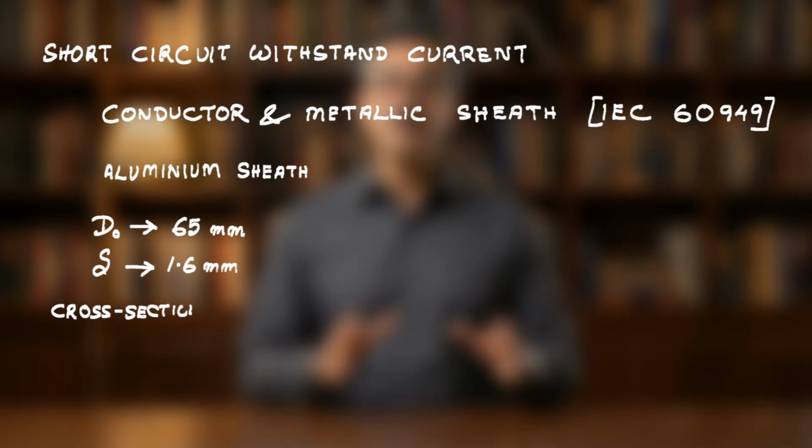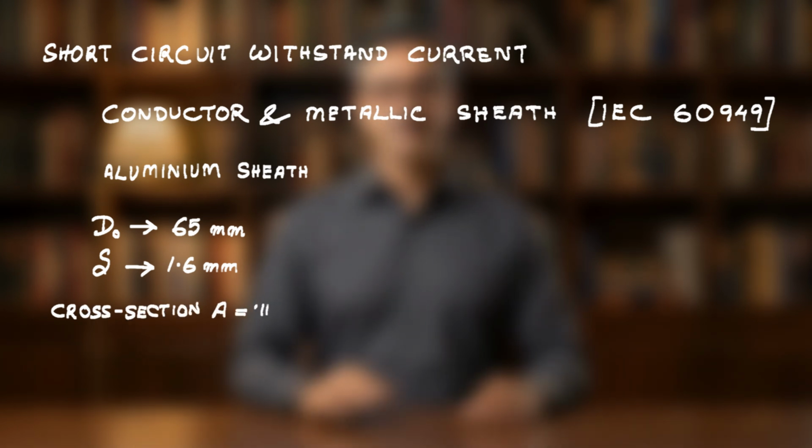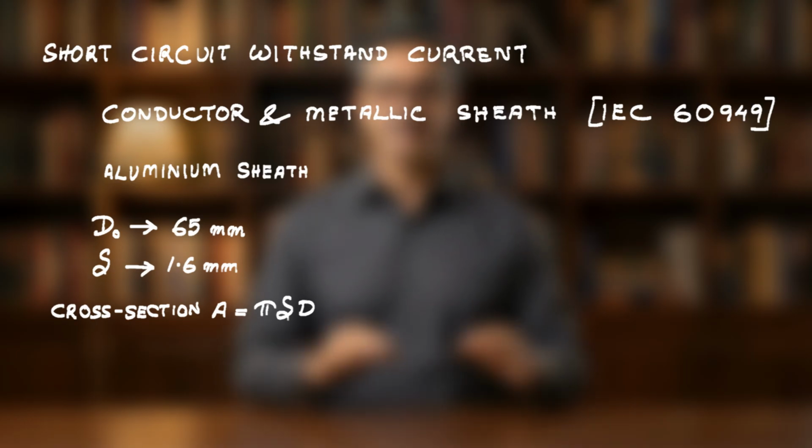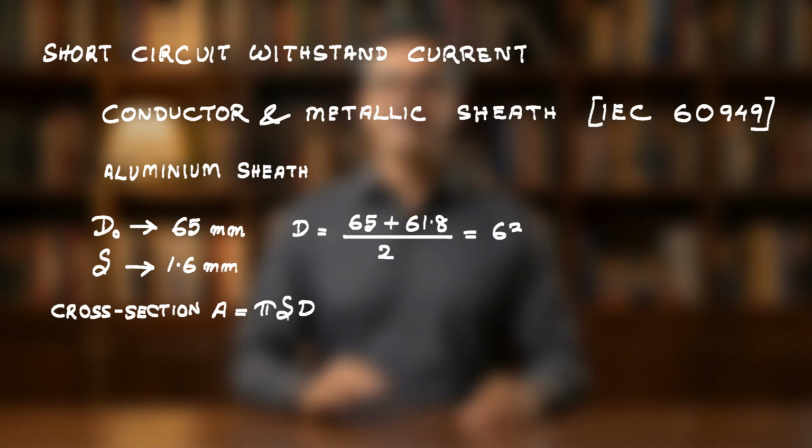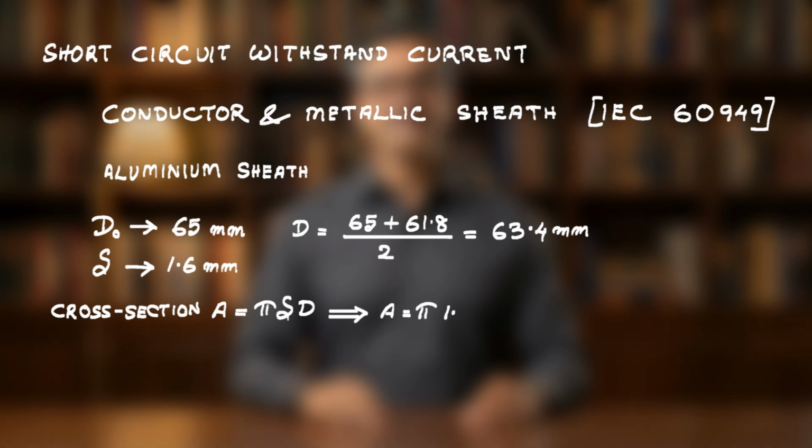Now, for a sheath, the cross-sectional area is given by A equals pi into D into lambda, where D is the mean diameter of the sheath and lambda is the thickness. The thickness is already given as 1.6 millimeters. To calculate the mean diameter, we take the average of the outer and inner diameters. So it becomes (65 plus 61.8) divided by 2, which gives us 63.4 millimeters. Now substituting the values, the cross-sectional area becomes A equals pi into 63.4 into 1.6, which is approximately 318.7 square millimeters.